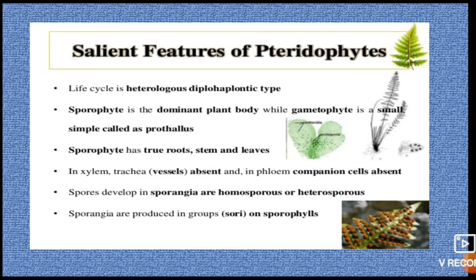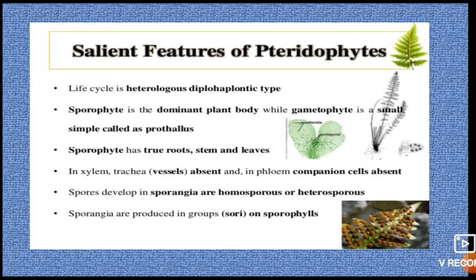Diplo means diplontic. So in Pteridophytes the dominant plant body is the diploid stage. Diploid refers to the sporophyte generation. Haploid refers to the gametophytic generation, as we studied in the previous class. The sporophyte is the dominant plant body, while the gametophyte is small. Comparing with Bryophytes, in Bryophytes the gametophytic generation is dominant, but in Pteridophytes the sporophytic generation is dominant. The prothallus is the simple gametophyte of Pteridophytes.